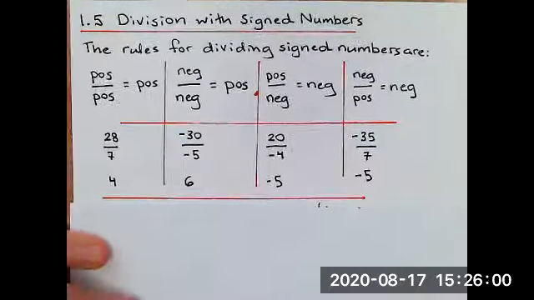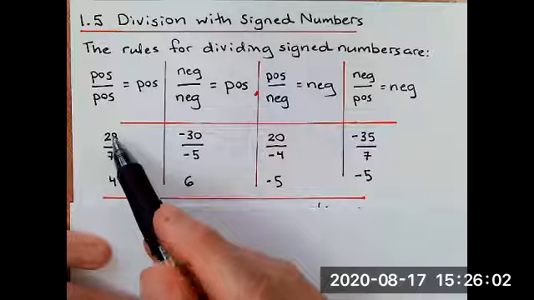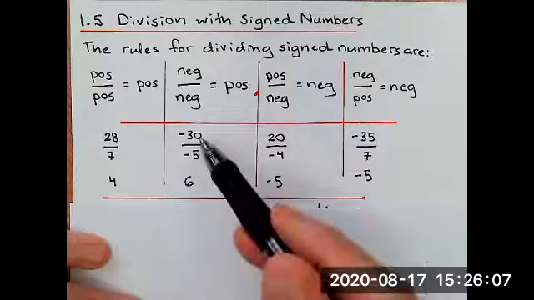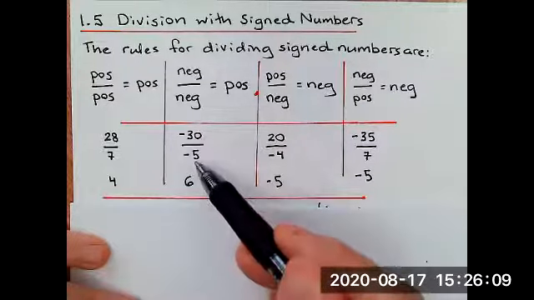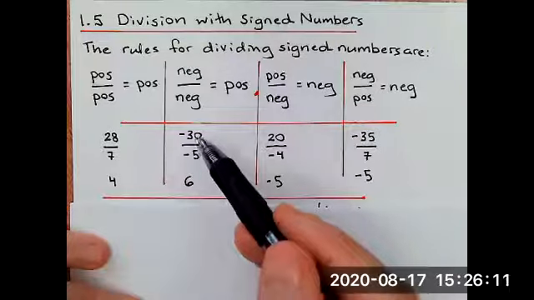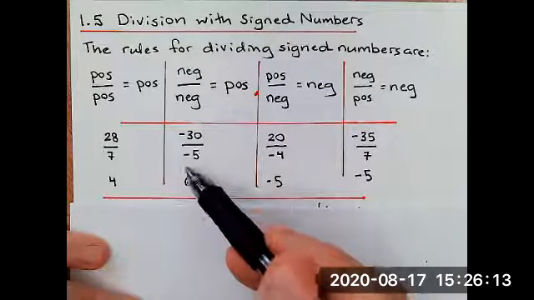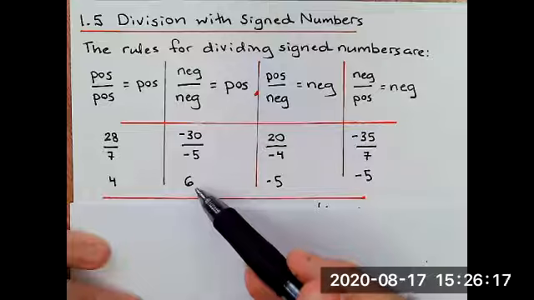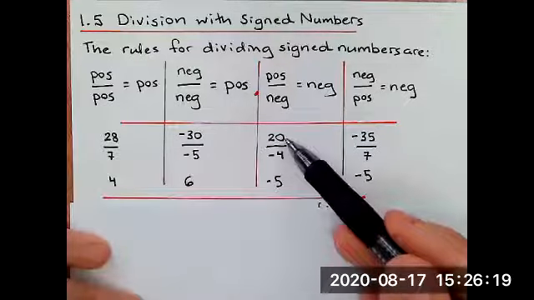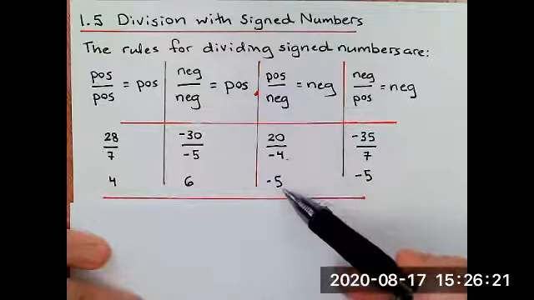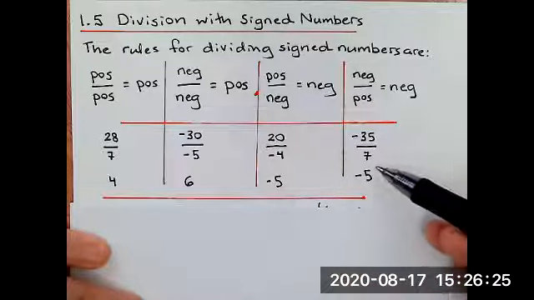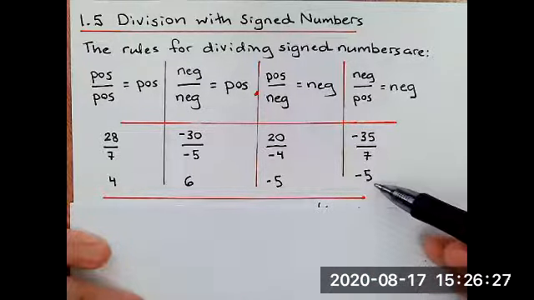So for example, 28 divided by 7 is 4. Negative 30 divided by negative 5, you're saying how many negative 5s are in negative 30? And that would be positive 6. If you have a positive divided by a negative, your answer is negative. And if you have a negative divided by a positive, you get a negative.